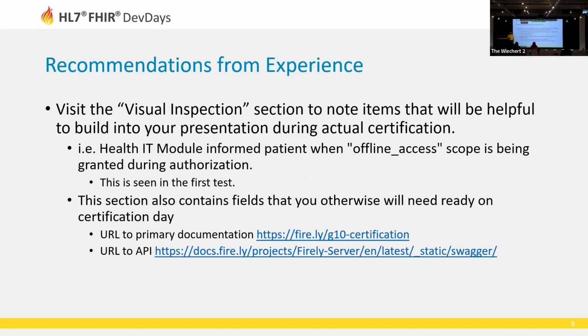At the very end of Inferno, there's a visual inspection portion that you're going to go through with your certifying body. They're going to ask you questions, basically the exact questions that are in the visual inspection. So be prepared to go through those and maybe pre-answer them on the side. This is one example. We're going to go through the first test, and it's going to ask at the end if you presented an offline access scope being shown to the patient when they go to authorize the request. Because you read the visual inspection sections first, you'll know that you can present that early on. So you'll want to keep a little note, we're going to instruct this in this order.